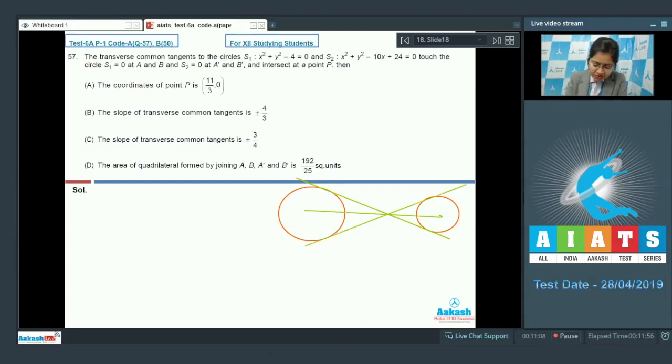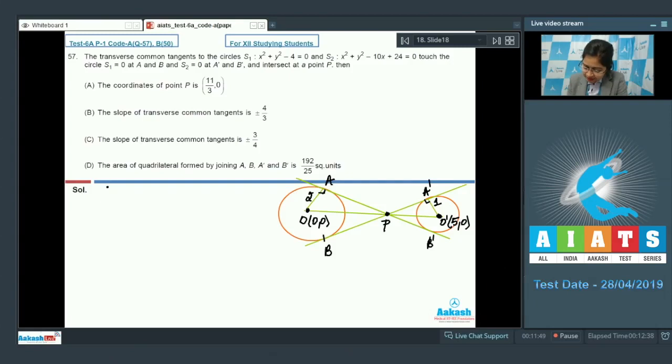Let us say these are the lines going through the centers of the circles. Let us say O dash and O. So let us join these lines, and it has been given that these points are A, B, A dash and B dash, right? Now O is (0, 0) and O dash is (5, 0), and they are intersecting at point P. Now radius OA is given to be equal to 2 and O dash A dash is given to be equal to 1, right? Now this is what has been given to us.